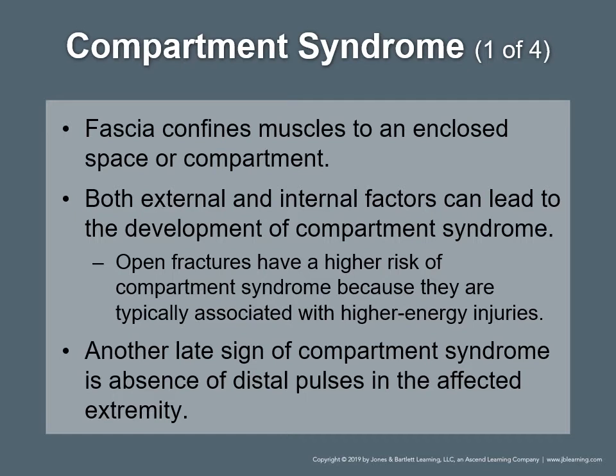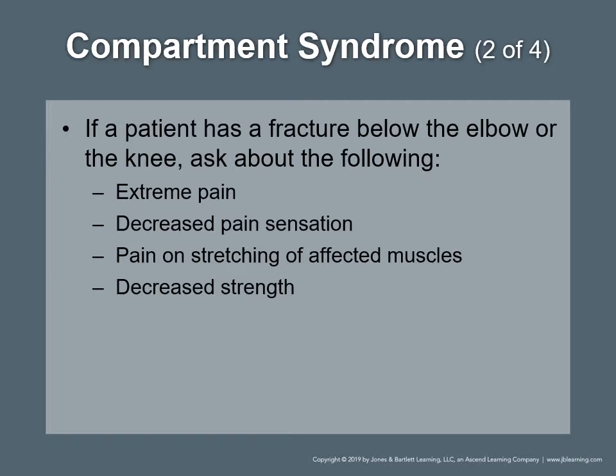Compartment syndrome usually develops within 6 to 12 hours after injury. It is characterized by severe pain that is localized to the involved compartment. Skin pallor may be apparent as well as paresthesias. Another late sign of compartment syndrome is absence of distal pulses in the affected extremity. If a patient has a fracture below the elbow or the knee, ask about the following: extreme pain, decreased sensation, pain on stretching of affected muscles, decreased strength.